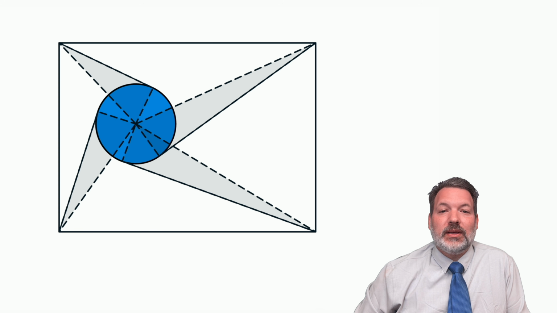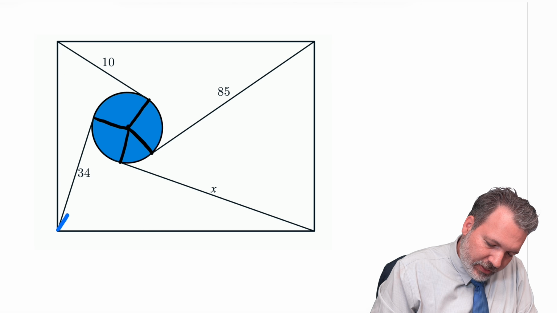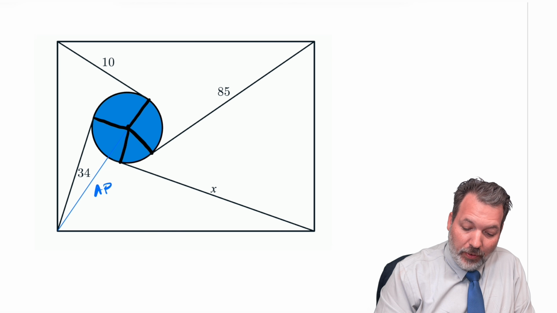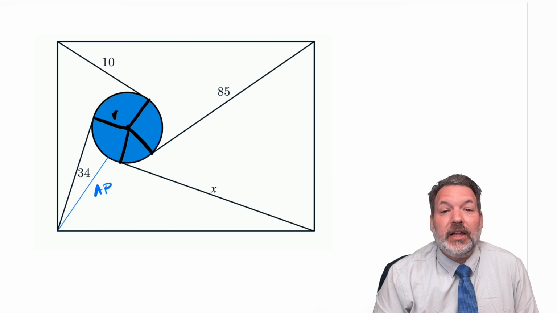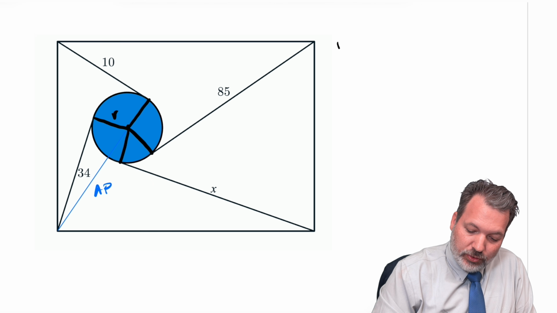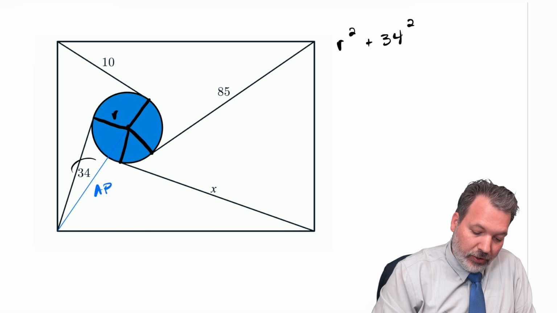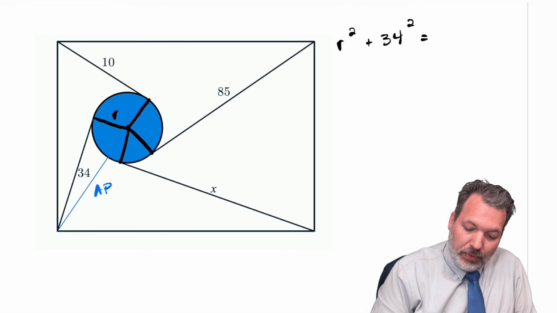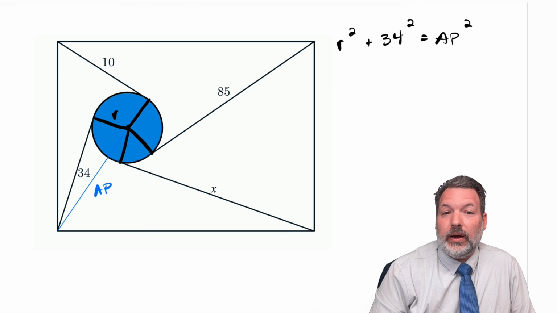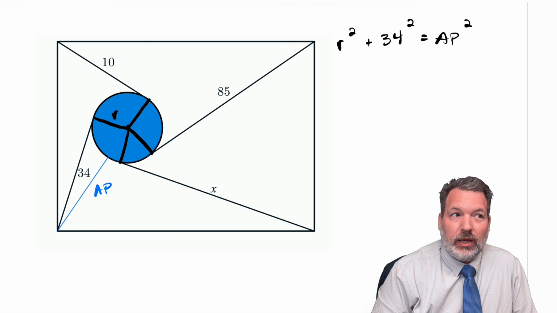Justifying that, of course, with something like the Pythagorean theorem. For example, this length AP right here, that length is whatever it is, we have no idea. And for that matter, the radius is whatever it is, we have no idea. Let's call it r. What has to be true right now is that r squared plus 34 squared, 34 is the length of that other leg in the right triangle there, must be equal to AP squared.